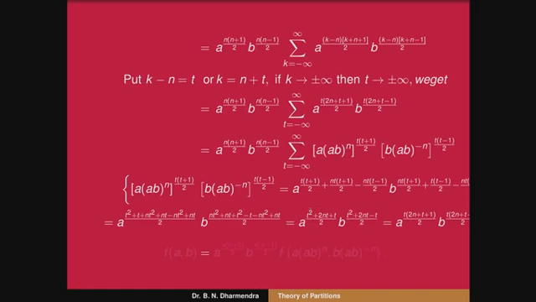Taking t as a common factor, that is equal to a to the power of t(2n plus t plus 1)/2 into b to the power of t(2n plus t minus 1)/2. So these two are equal, and by using the theta function it can be written as f(a(ab)^n, b(ab)^(-n)). Therefore, f(ab) is equal to a to the power of n(n+1)/2 into b to the power of n(n-1)/2 times f(a(ab)^n, b(ab)^(-n)).